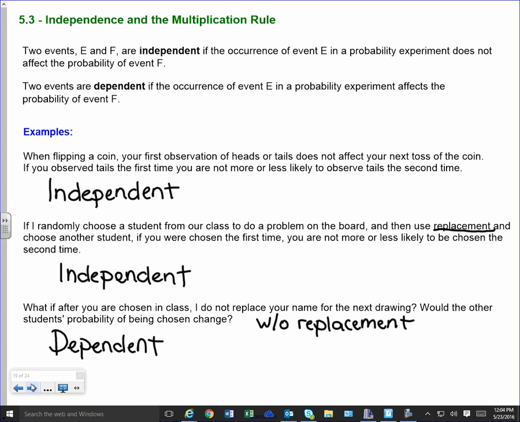5.3 talks about independence and the multiplication rule. Okay, so we just talked about the addition rule. Now we're talking about the multiplication rule. So we have to talk about things being independent. Two events E and F are independent if the occurrence of event E does not affect the occurrence of event F. If they do affect each other, then they're dependent. Okay, so here are some examples of independent and dependent.